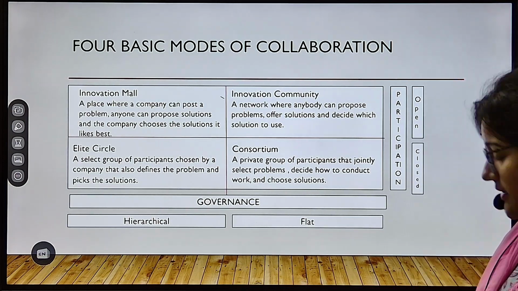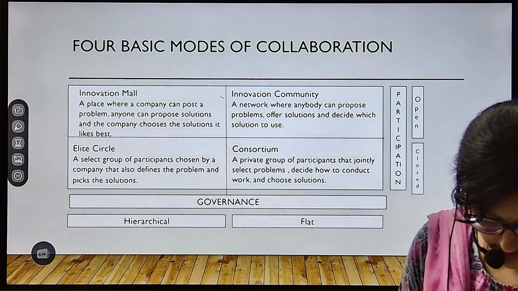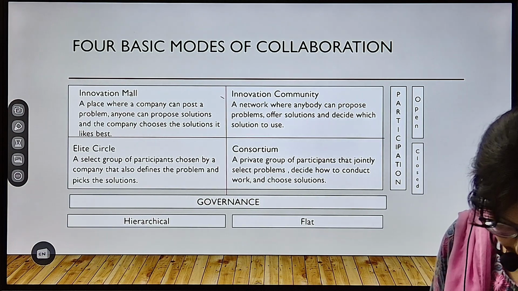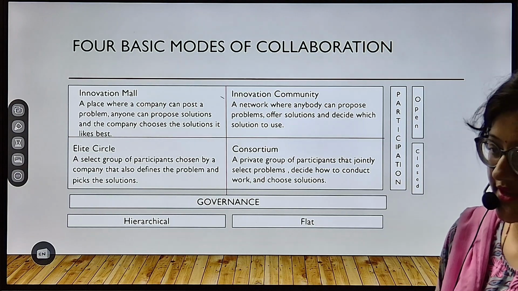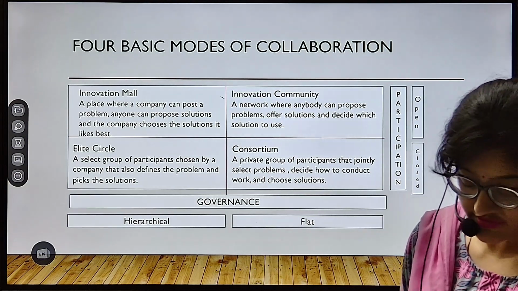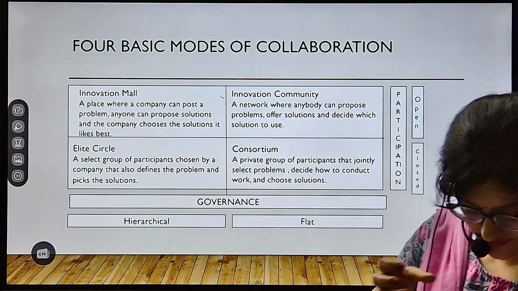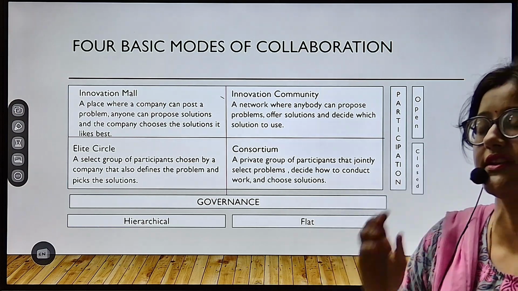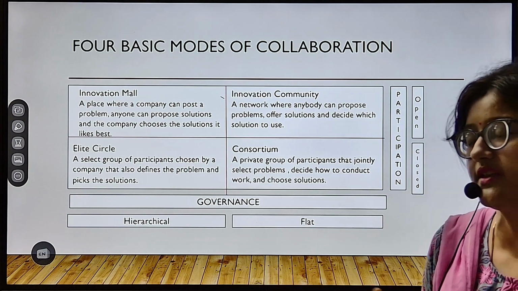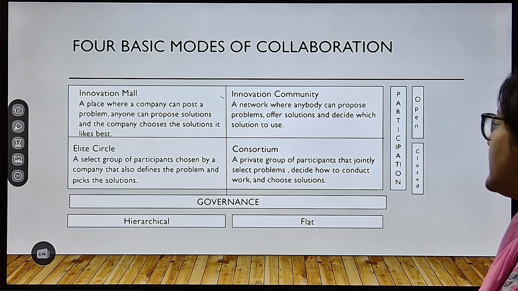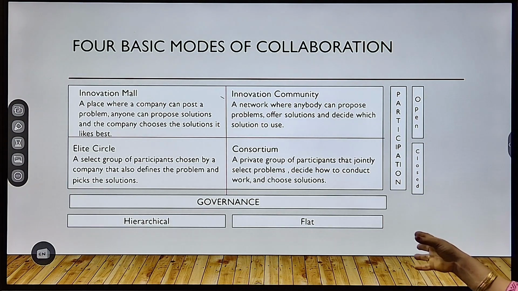An example of an innovation community is the Linux open source software community, where the problem is also given by the company. Problem can be identified by anyone, the solution can be found by anyone, and selection is also done by anyone, because there is no formal structure of governance and the participation is open, right?